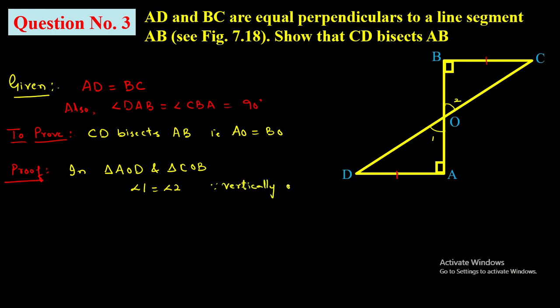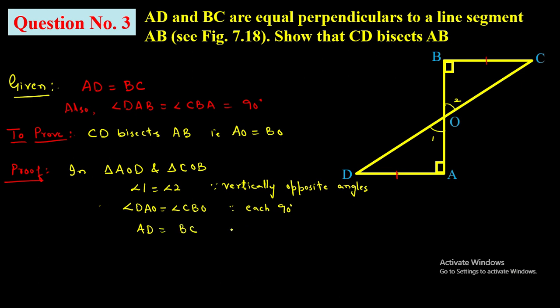So these are vertically opposite angles. Then it's given that angle DAB is equal to angle CBA, or we can write angle DAO is equal to angle CBO, because both are equal to 90 degrees. And then it's given that AD is equal to BC.